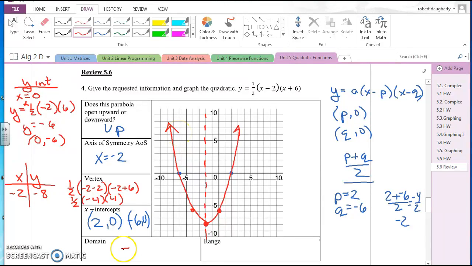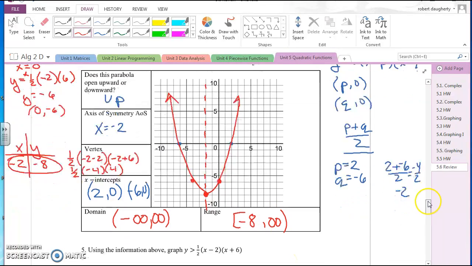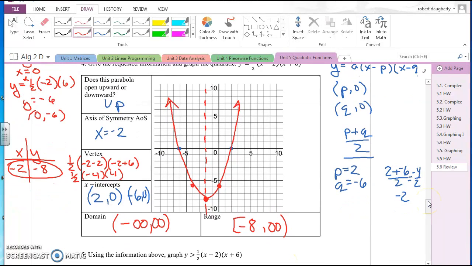Every parabola we do in this section will have a domain of negative infinity to infinity. The range is the y-axis, so that vertex is at negative 2, negative 8. So that range is from negative 8 to infinity. And we're good to go.